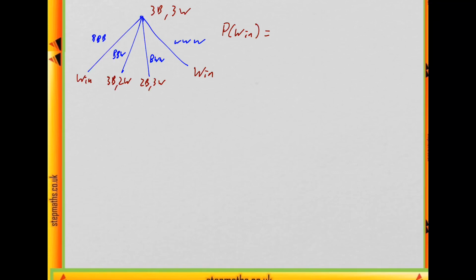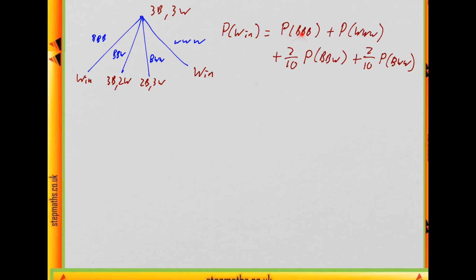Okay, so here's my probability tree, and I want to work out the probability of winning, given this position. So remember, once I get to here, the probability of winning is 7/10. So how do I win? Well, I either get 3 blacks or 3 whites, or I have 7/10 times the probability of getting one of these two. And the probability of getting 3 blacks or 3 whites is the same, and the probability of getting these two is the same. So I've got probability of 3 blacks plus probability of 3 whites, plus 7/10 probability of this, 7/10 probability of this.